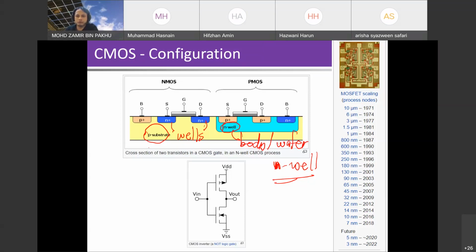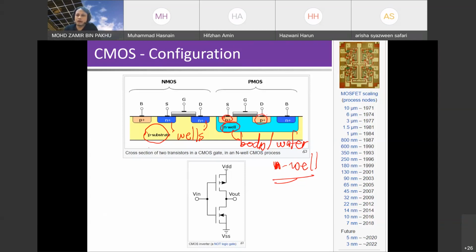So the well has to be created beforehand before another well for the P plus can be fabricated in the device in order to form the PMOS. This is what we will learn when we learn about device fabrication next semester. How do you form the well within the well, and then how do you form the smaller wells within a bigger well in order to form your channel, right? So we're going to learn that later on.